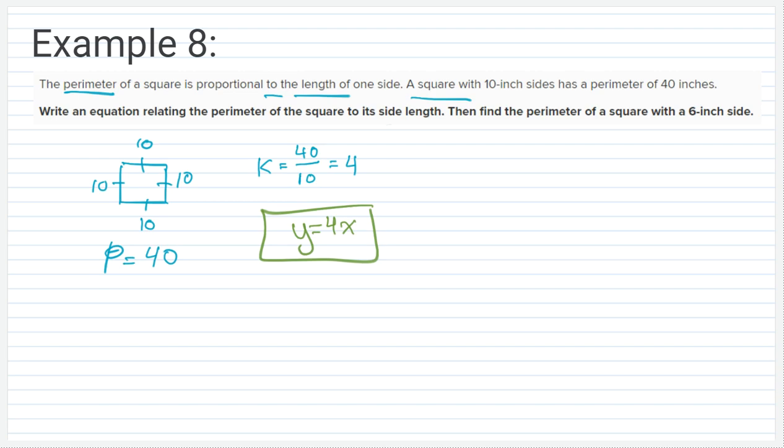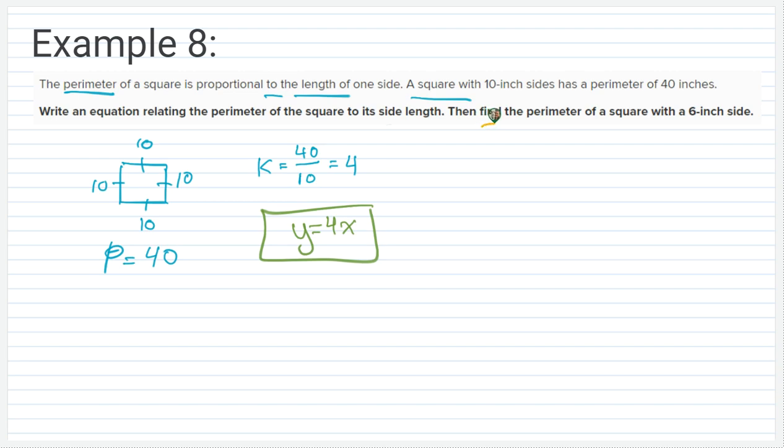All we did there again was take our perimeter and we divided it by the side length, because they told us that the perimeter is proportional to the length of one side. So that is the order in which we are writing our ratio for k. So now that we have that figured out, we can go through and answer the second part of our problem.